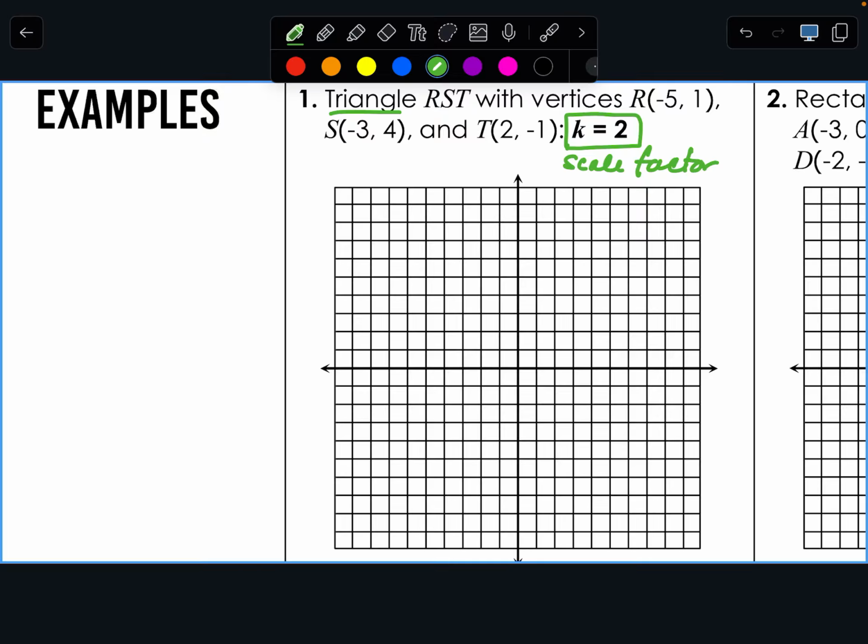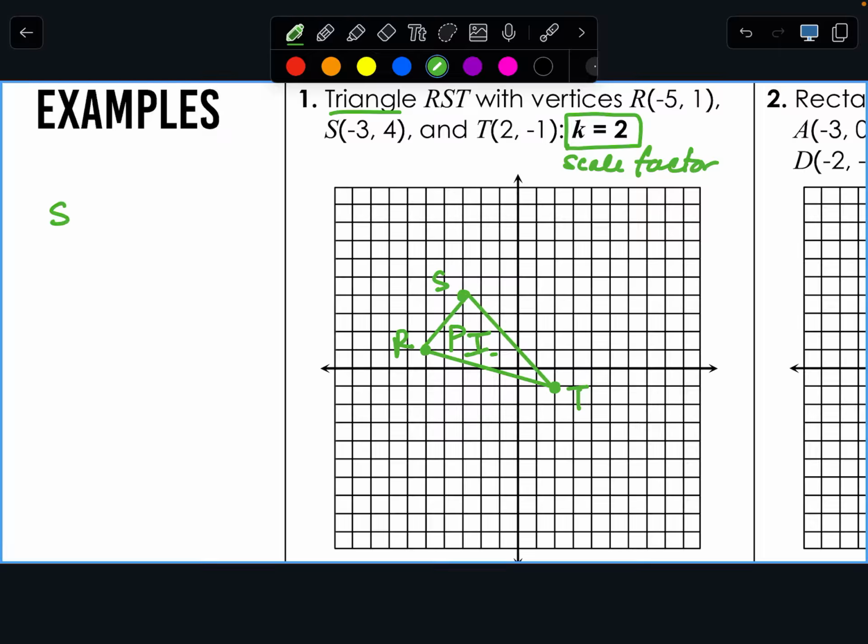So we're going to graph what we have first. -5, 1. There's R. -3. There's S. And 2, -1. There's T. So here's my pre-image. This is where we started, right? So there's my pre-image.